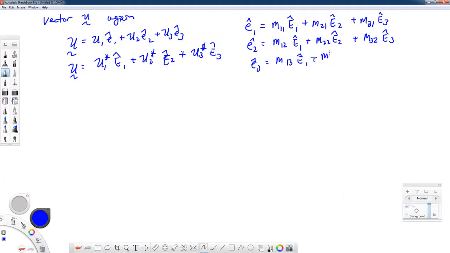Have to be really careful when I write these down this way. Okay, so that's what it is in general. So if I want, I can go back up to my top line, and I can say that this vector u is equal to the component u1 times a little e hat 1, which is m11 capital E hat 1 plus m21 capital E hat 2 plus m31 capital E hat 3.